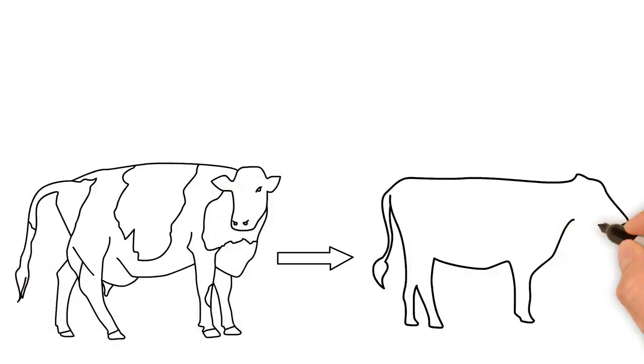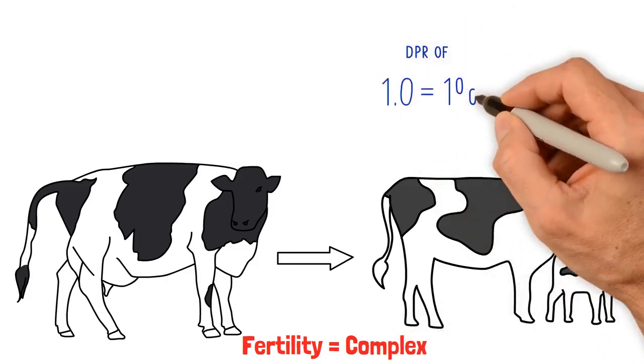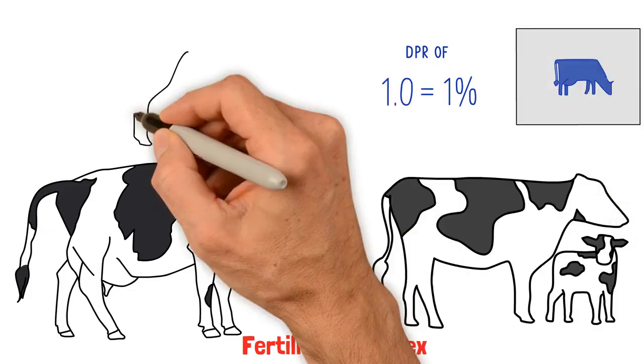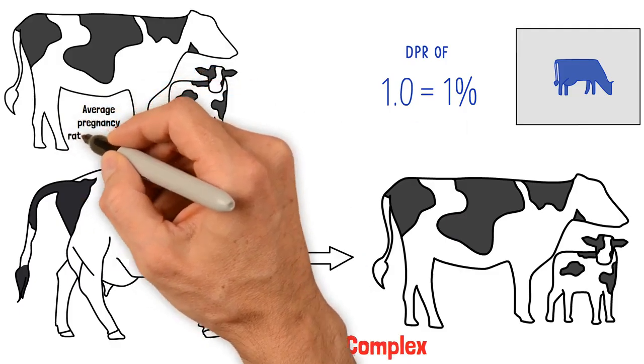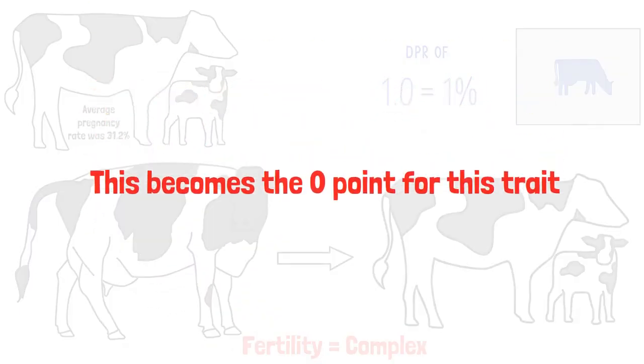When it comes to fertility, things get a little more complex. Traits like the daughter pregnancy rate, or DPR, are expressed as percentages. For Holstein cows born in 2015, the average pregnancy rate was 31.2%. This becomes the 0 point for this trait.